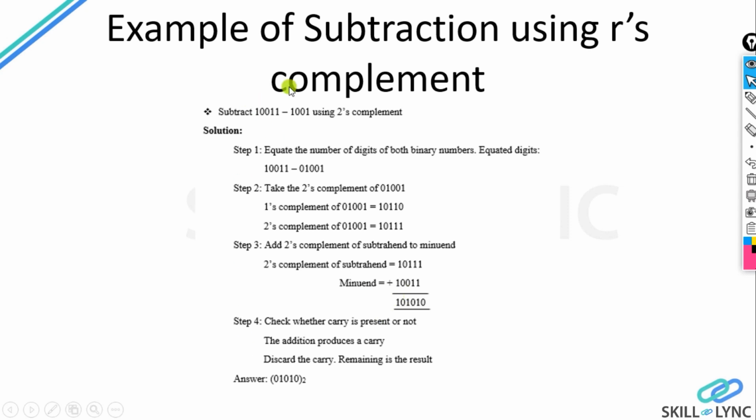Now let's verify our answer. See, it is 10011. If I take 8421 weights, it will be 16 plus 2 plus 1, which is 19. 19 minus 9 should be 10. Here you will see that you are getting 10, with 8421, 8 plus 2 is 10. So your answer is matching, meaning you are getting the required answer.